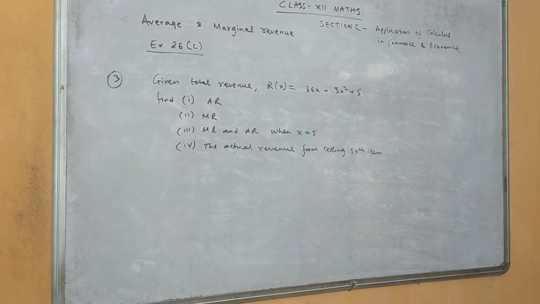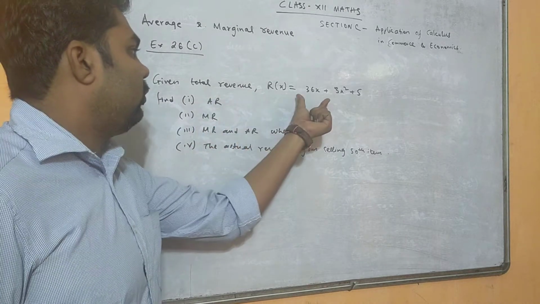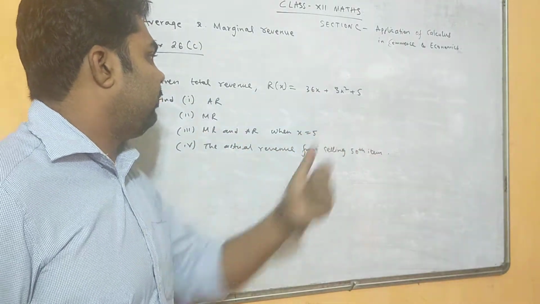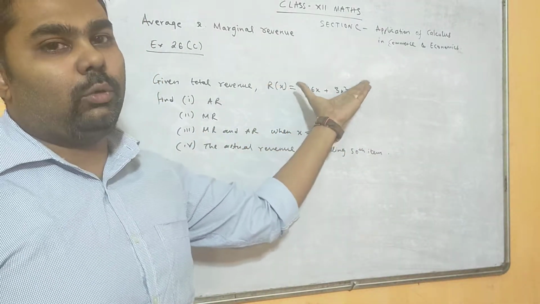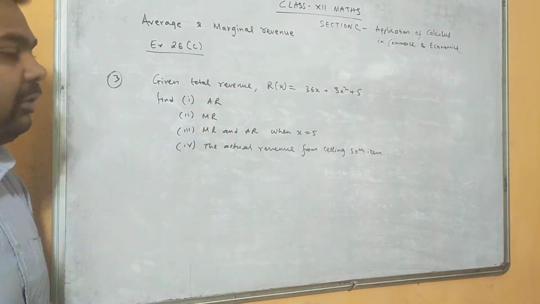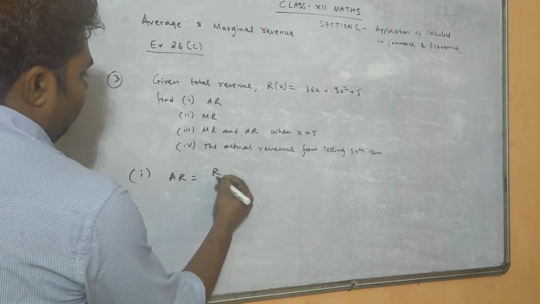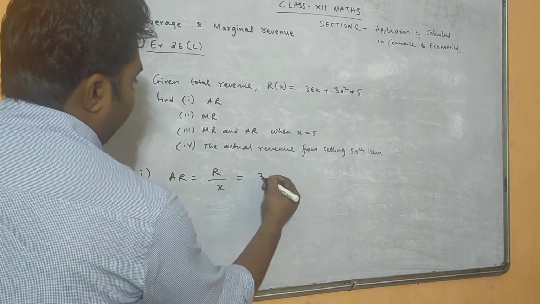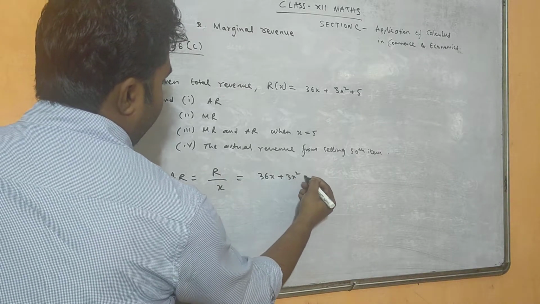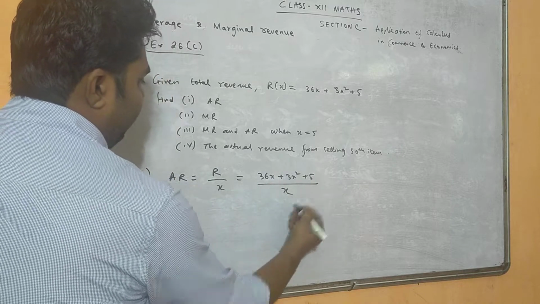Next question, we have given total revenue R(x) equals 36x plus 3x square plus 5. This revenue function is given. What we have to find? Average revenue. Point number 1, to determine average revenue, that is revenue function divided by x. Revenue function is 36x plus 3x square plus 5. We have to divide by x.